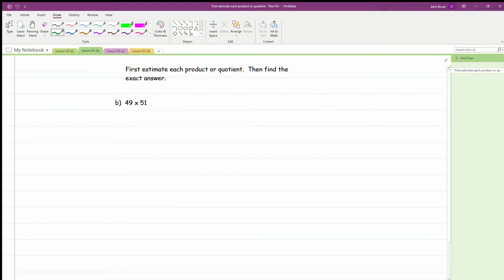So again, we're going to round these to the nearest 10. So we've got 50 times 50. From previous lessons, we know that 5 times 5 is 25. Then we count our zeros. There's 2 of them. So we've got 2,500 for our estimate. And then we need to do the exact answer. For this one, I'm going to do an area model. So I'm going to draw myself that little window.